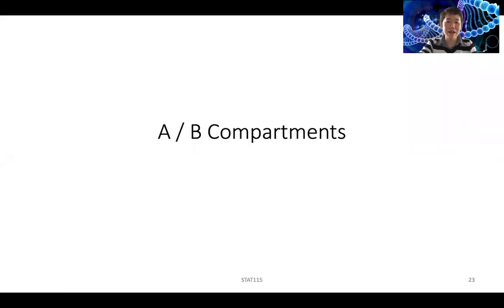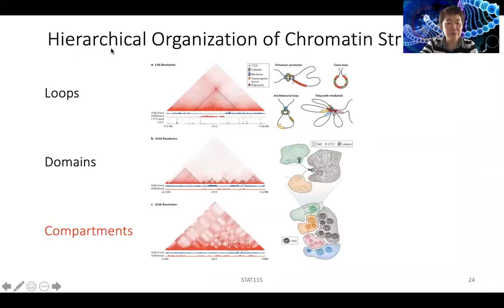Okay, so the next part is about the AB compartment. As we mentioned, when people look at the Hi-C map, loops are the dots in this Hi-C map. Domains are the triangles in this Hi-C map. And compartments, if you zoom out even more, you can see these are the triangles, you see?